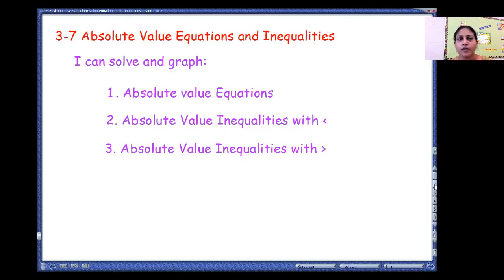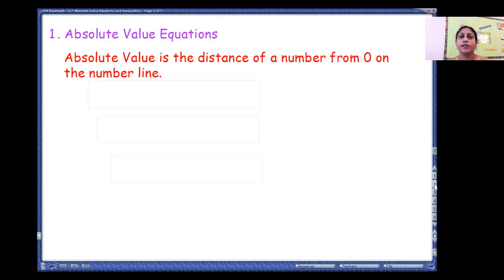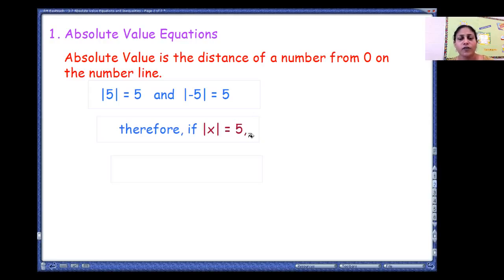And you know that absolute value is the distance of a number from 0 on the number line. So you are aware that if we take the absolute value of +5 or -5, the answer is always going to be 5. So following this process, if the absolute value of x is 5, then we can say that x is either -5 or x is +5. So you can get two answers.